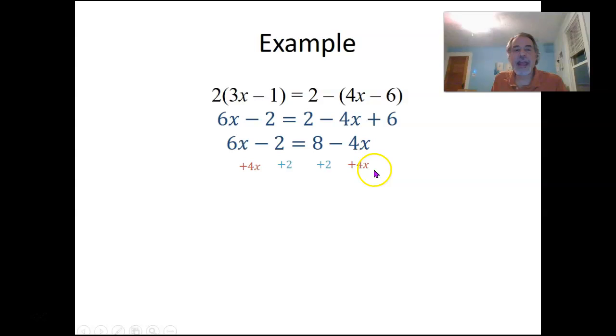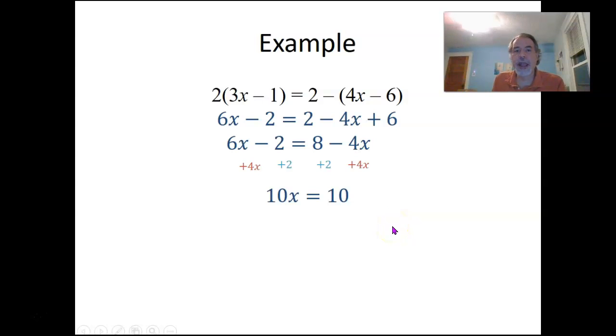So once I've done that, over on this side I have 6x plus 4x, that's 10x. The minus 2 plus 2 just added up to 0. So all I have left on the left is 10x. And all I have left on the right is 10. 8 plus 2 is 10. The minus 4x plus 4x canceled out.